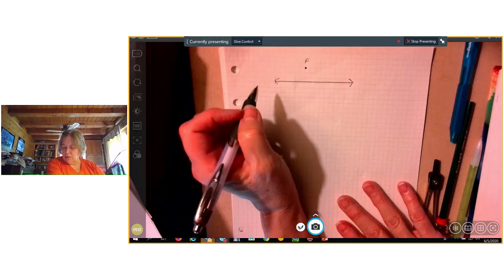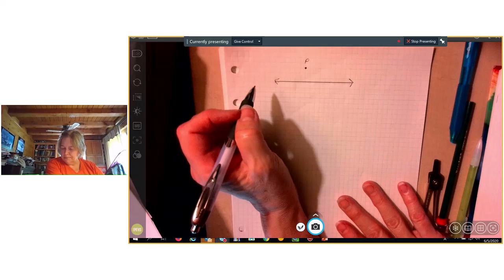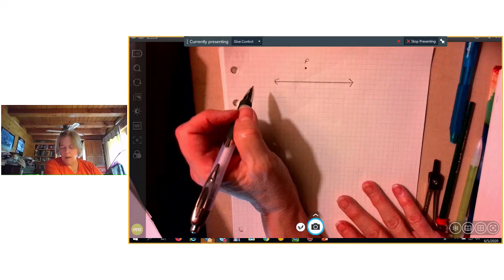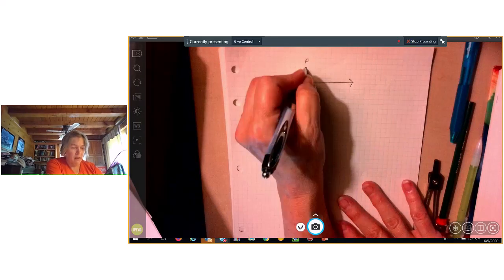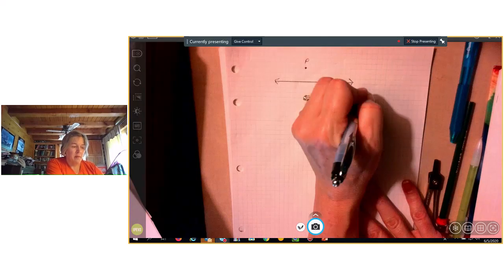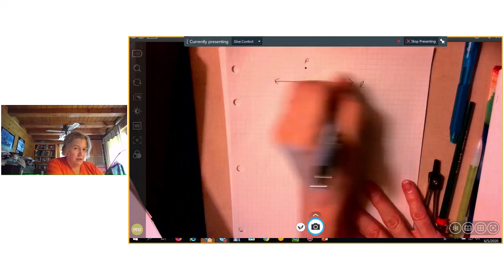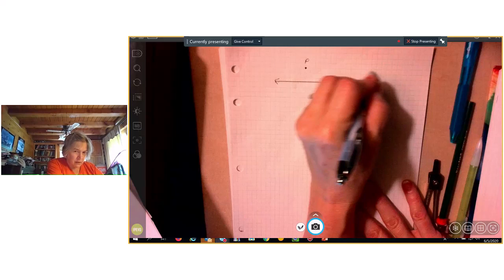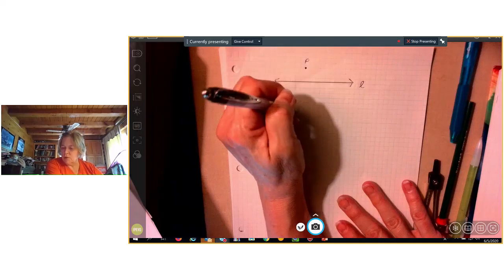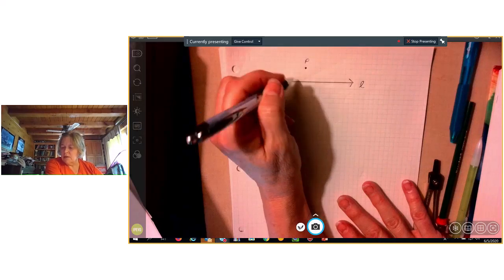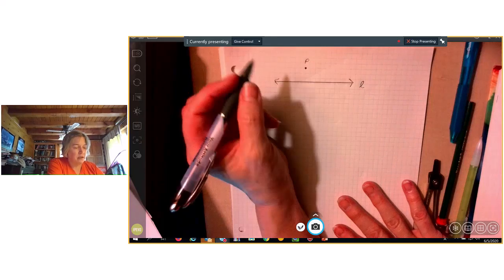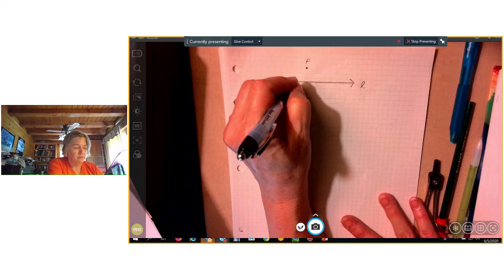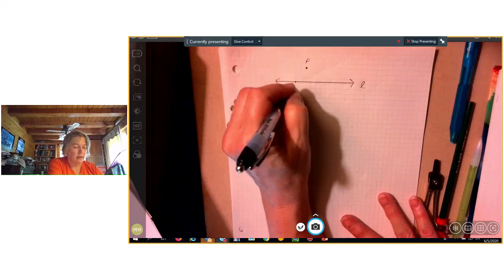then they're asking me to draw a parallel line through point P to line L. Now remember, parallel is going to go this direction, not this direction. That's perpendicular. So we're drawing a parallel line. So in order to do that, I am just going to pick a point on this line. We're going to call this point A.